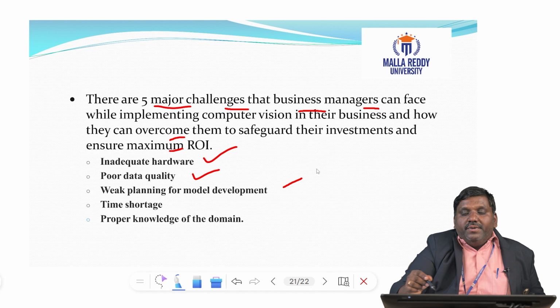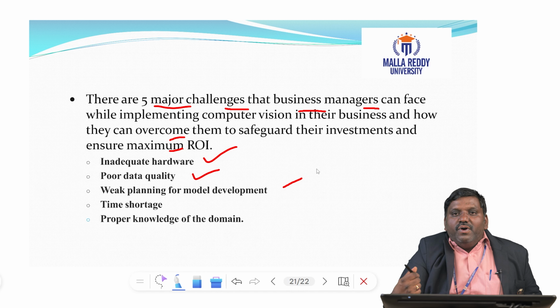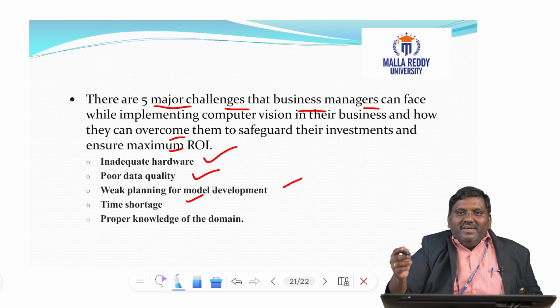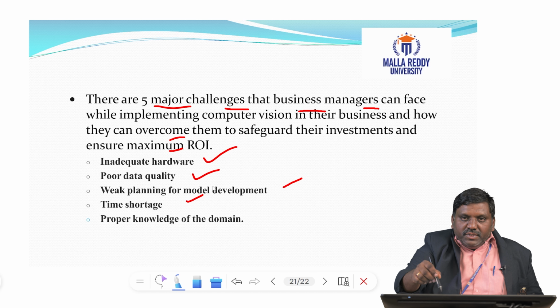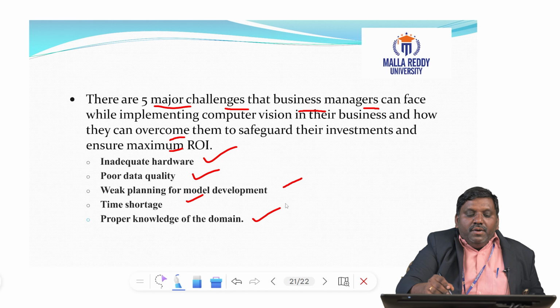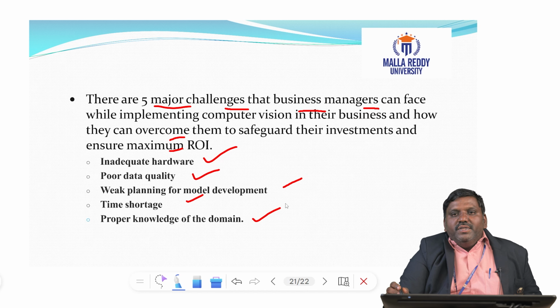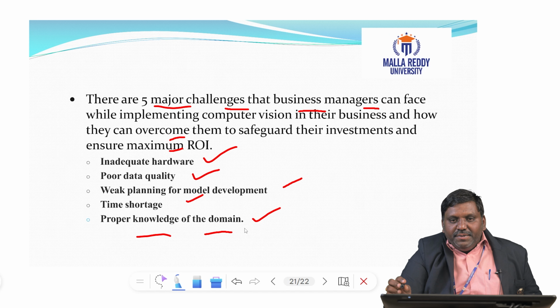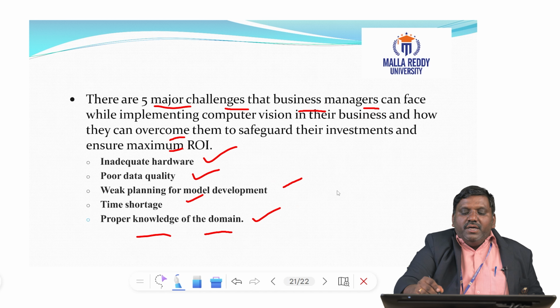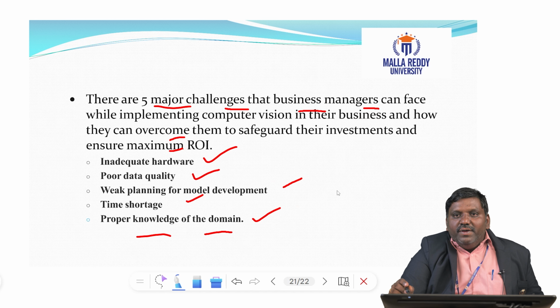Then the third one, weak planning. If without any proper plan you go for encoding or decoding with the computer vision system, that will be a problem. Then time shortage. We want to take a long-term plan. If you execute without a plan in a short time, it will be a challenging one. Then proper knowledge about the domain. Before going for the computer vision system, we should have proper knowledge about the particular domain. Without domain knowledge, your computer system will fail.